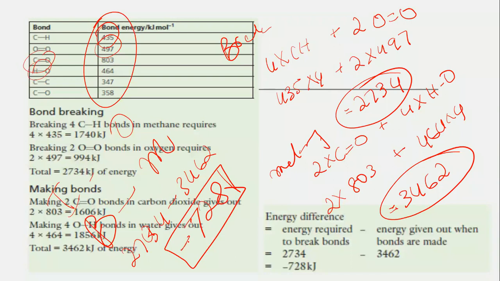The negative sign shows you the fact that this is an exothermic reaction and heat is being released, energy is being released. Is this making sense? Yes.